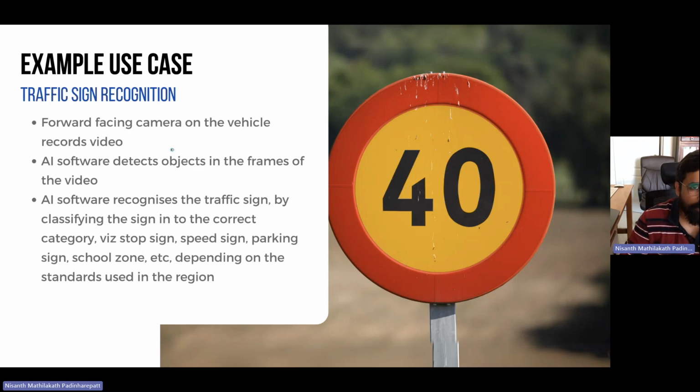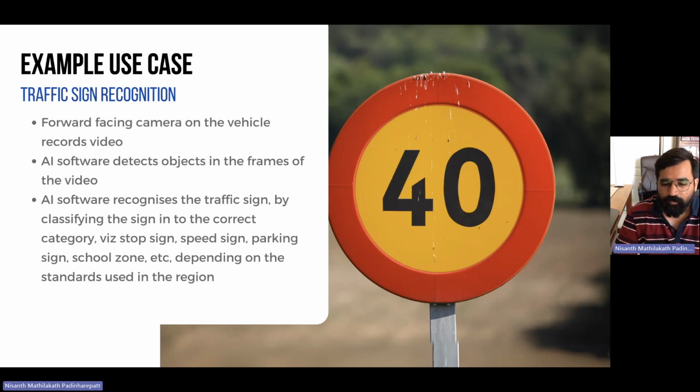There is a forward-facing camera on the vehicle which records the video, and the AI software running on the vehicle detects objects in the frames of the video and recognizes the traffic sign by classifying the sign into the correct category, such as a stop sign, speed sign, parking sign, school zone, etc., depending on the standards used in the region. India might have particular standards for signs, and some other country might have other standards.